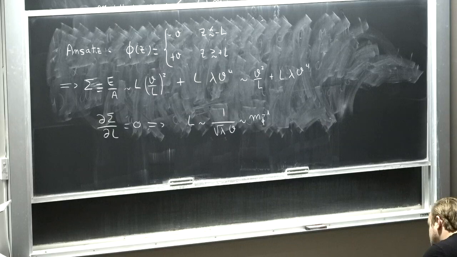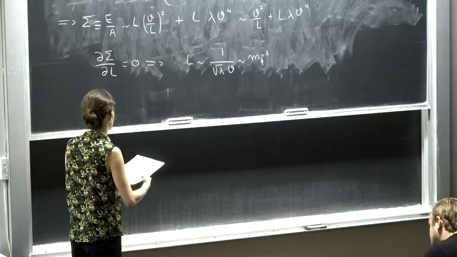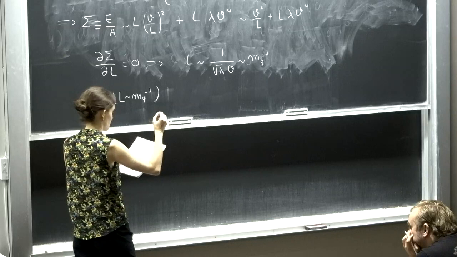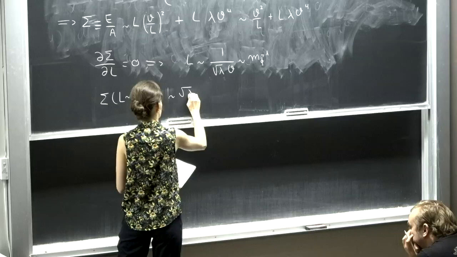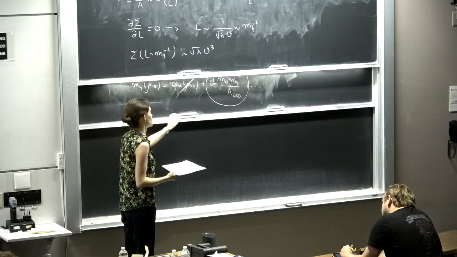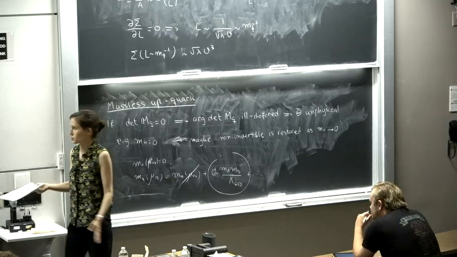So we can now take that value of the thickness and evaluate what the surface tension is. If we plug this back in, for L of order the quantum wavelength, sigma is, I'm going to get the factors of lambda right, root lambda times V cubed. So we hand-waved around what the features of this solution have to be like, but we basically got right the two relevant scales for this problem, which are the thickness of the wall and the domain wall tension.